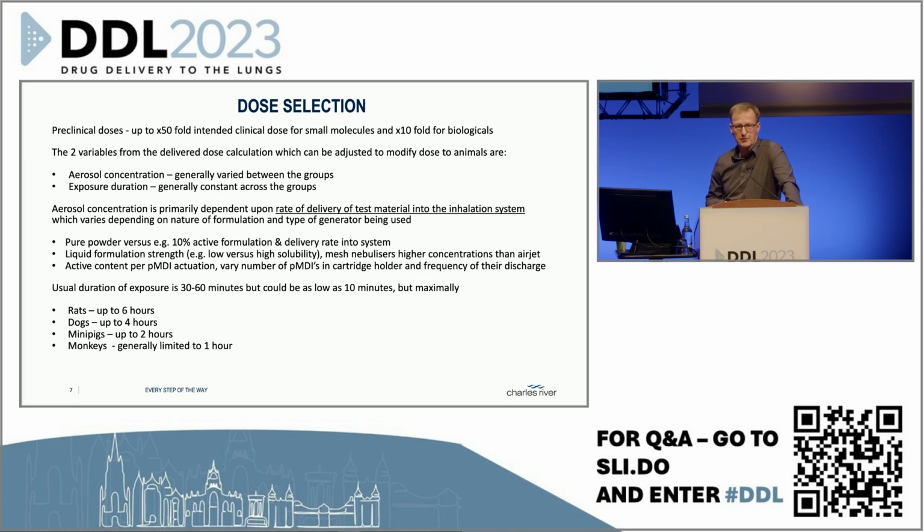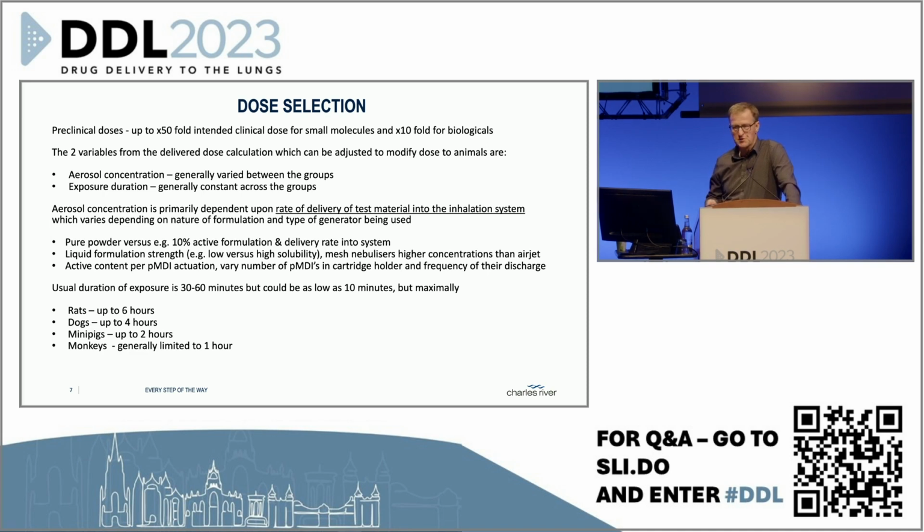So for example, we could be dosing a pure powder, which is 100% active, or we may be dosing a powder blend, which is only 10% active. So there's a 10-fold difference between the doses that you could potentially achieve with those two types of formulation. Similarly, with liquid formulations, then you might have a low soluble compound or a highly soluble compound.